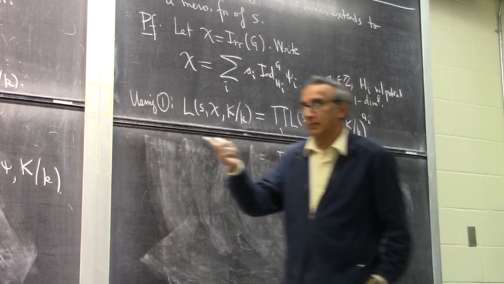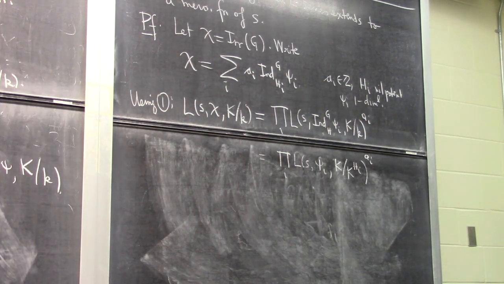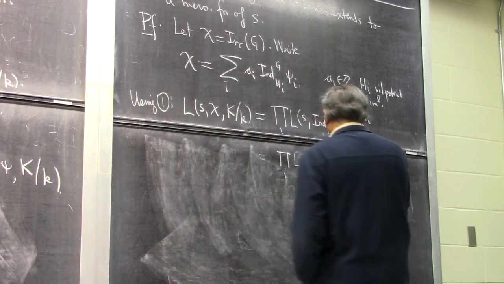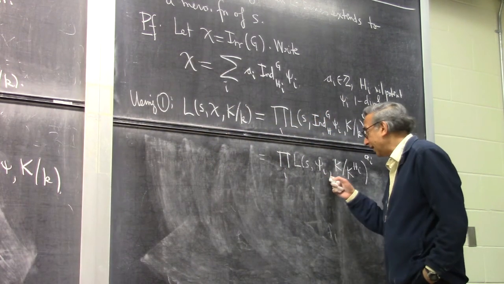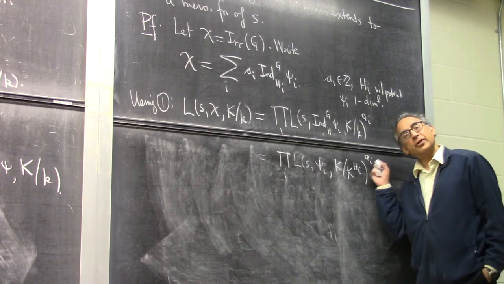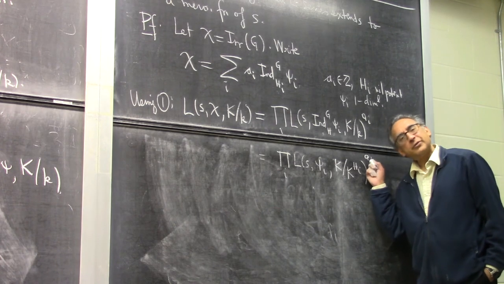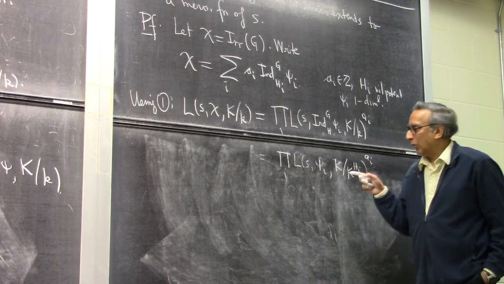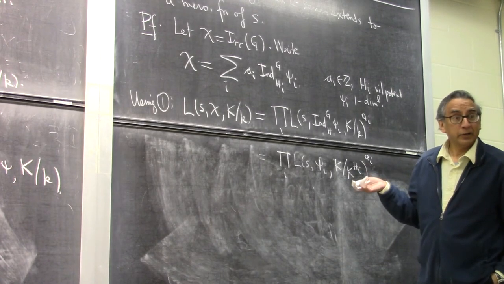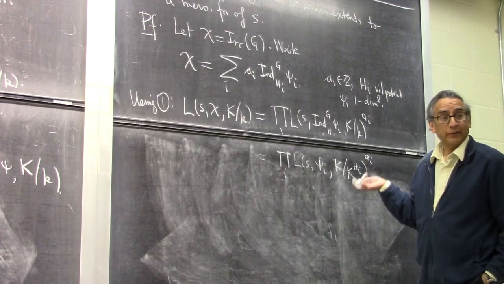I told you that Artin proved, his Artin reciprocity law tells you that these one-dimensional things are entire. L(s, psi_i, K over K_i) is entire. But unfortunately, this a_i is an integer. So it could be a positive integer or a negative integer. So we don't get analytic continuation as an entire function. We get it as a meromorphic function.